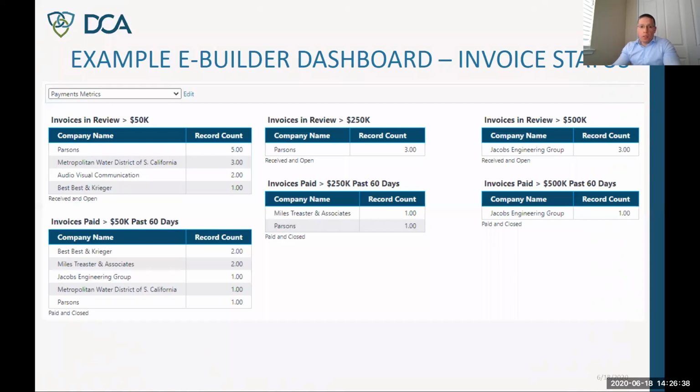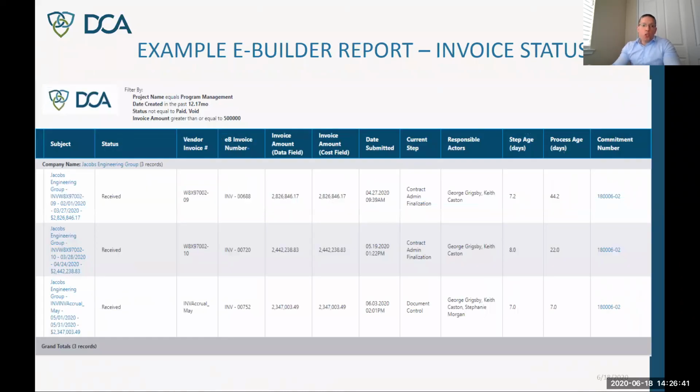And next slide, please. Of course, the main key benefit of automating all those workflows in eBuilder is the ability to conduct data queries and to create all these reports for performance monitoring in a matter of just pressing a button. So this is an example of an invoice status report that can be configured in the eBuilder system to help monitor how quickly we're processing invoices and to identify any issues with any of the invoices.